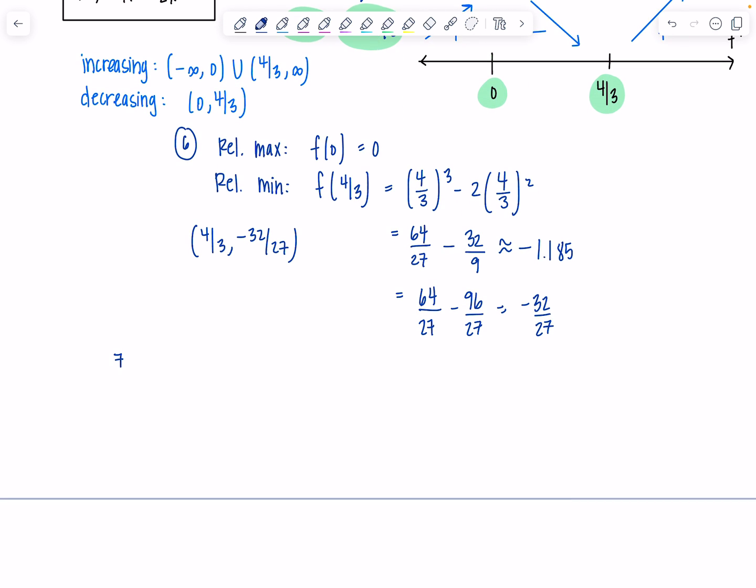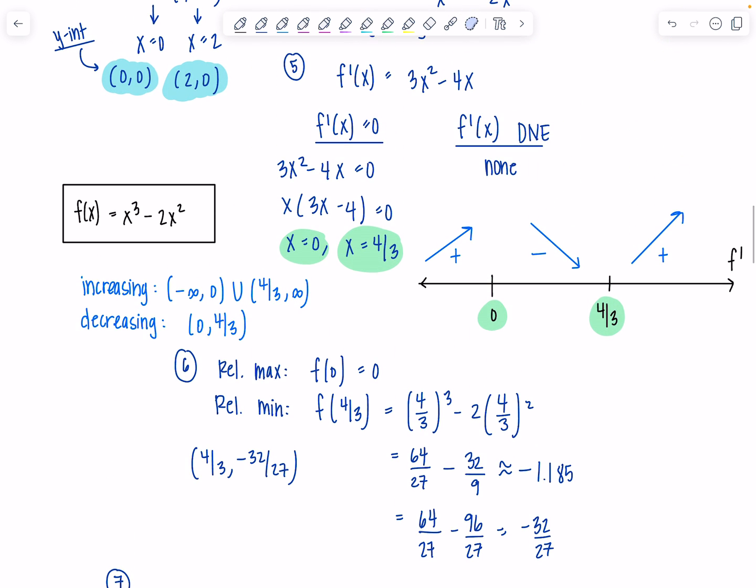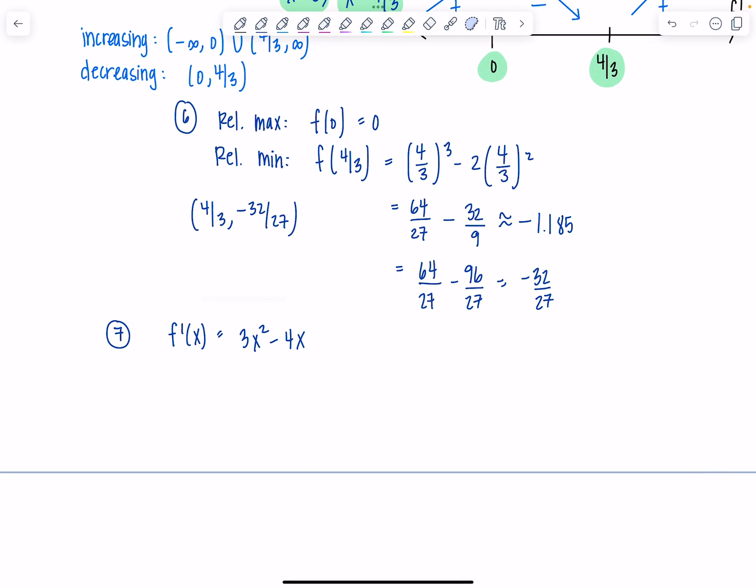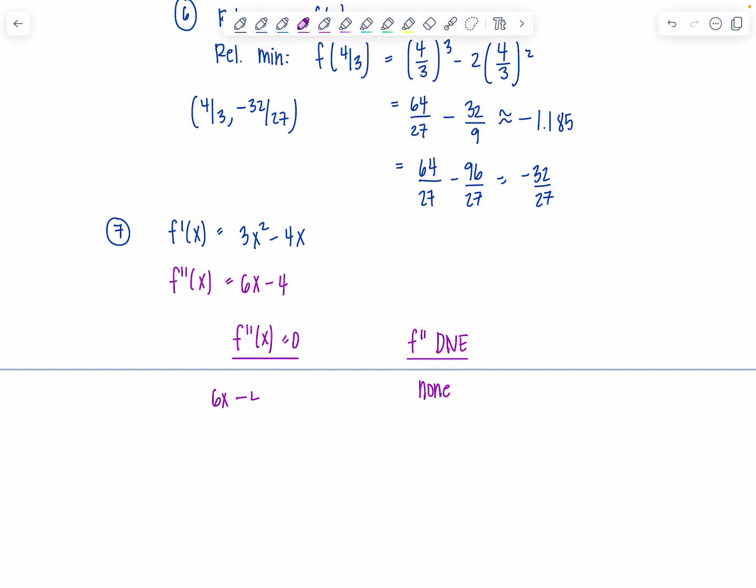Moving on, part 7, we need the second derivative. So where'd my first derivative go? Here it is. Let's fetch it so we can figure out our intervals of concavity. Let's take one more derivative. So f double prime of x is going to be 6x minus 4. And then what do we do from here? Well, we find where the second derivative is 0 and where it doesn't exist. So there aren't going to be any places where it doesn't exist. But if I set it equal to 0, that means 6x minus 4 is 0, which means x equals 4 over 6, which is 2/3.